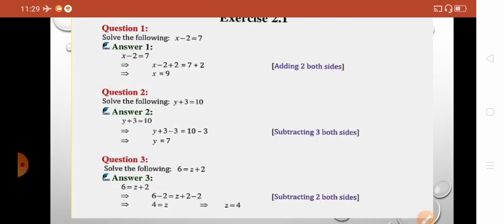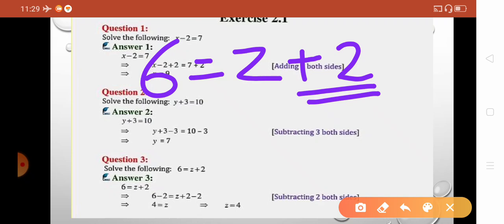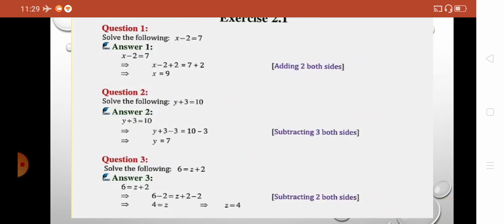Third question, solve the following: 6 is equal to z plus 2. So here we want to remove this 2. We have to operate with the opposite sign, that is minus 2 here and minus 2 here. So this will become 0. So z is equal to 4. So the answer comes out to be 4.